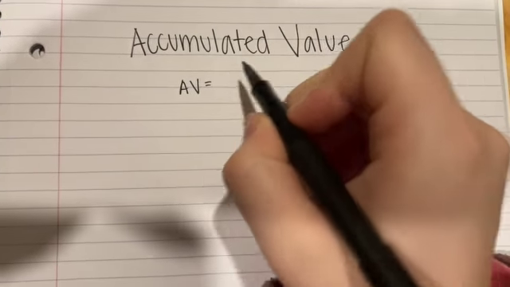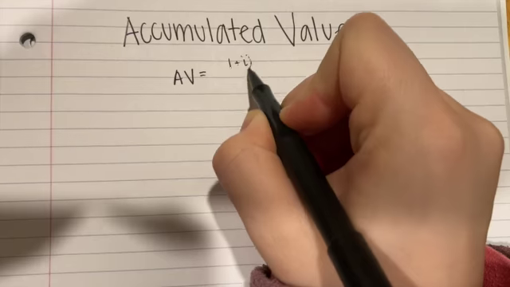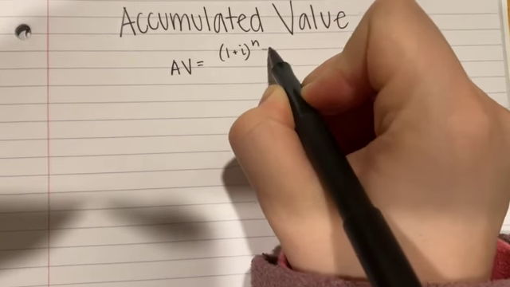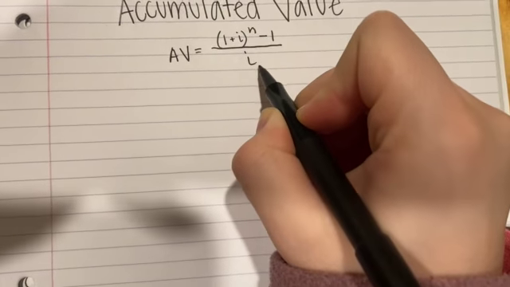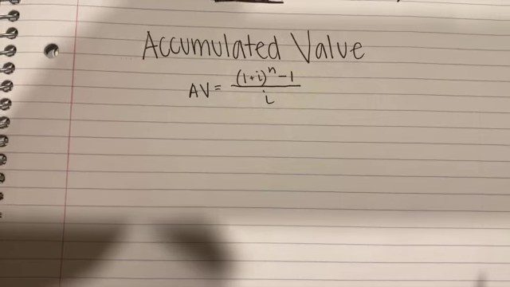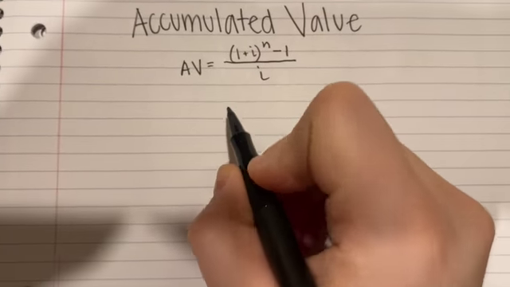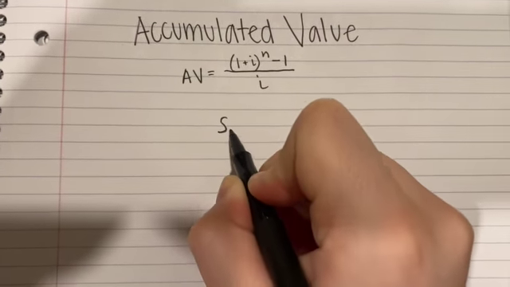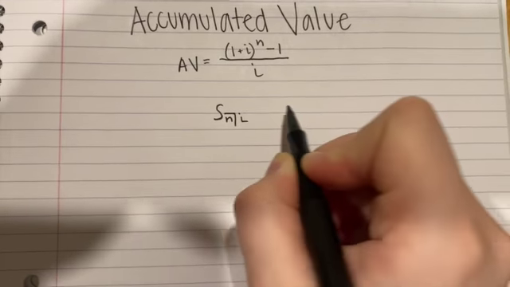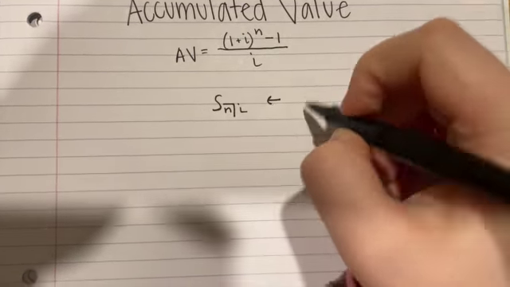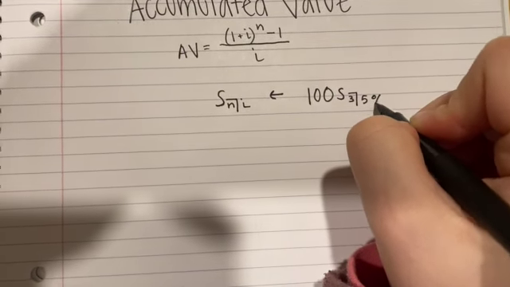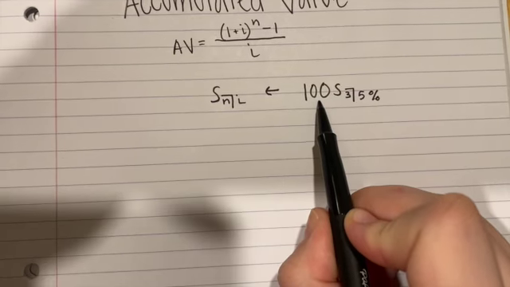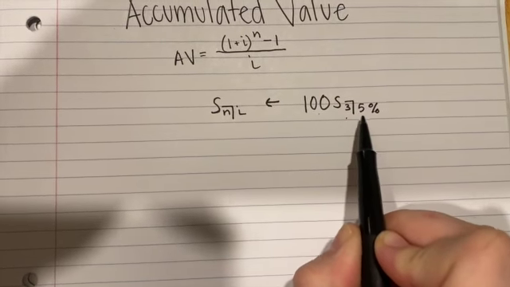Okay, so now for accumulated value, our equation is going to be (1 plus i) to the n minus 1 all over i. And again, the n is the number of periods and the i is the interest rate. The actuarial notation for this one is going to be s angle n at rate i. So the exact same thing if I were to write 100 s angle 3 at 5%. This is going to stand for the number of payments, this the number of periods, and this is the interest rate.